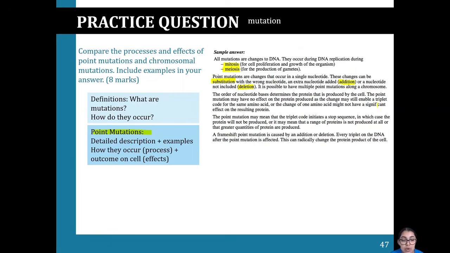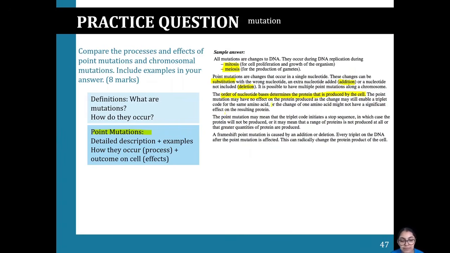It is possible to have multiple point mutations along a chromosome. The order of nucleotide bases determines the protein that is produced by the cell. So we actually link this back to the effect. We have to actually talk about what is actually happening here. The point mutation may have no effect on the protein being produced, as the change may still enable a triplet code for the same amino acid, or change of one amino acid might not have a significant effect on the resulting protein.